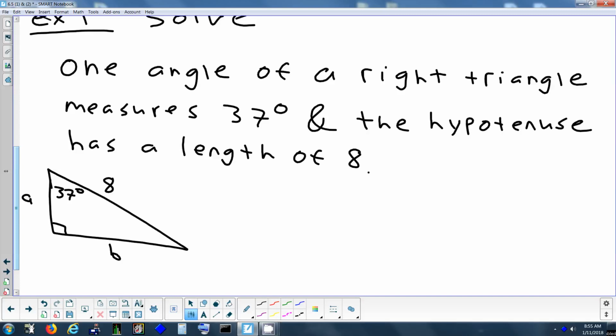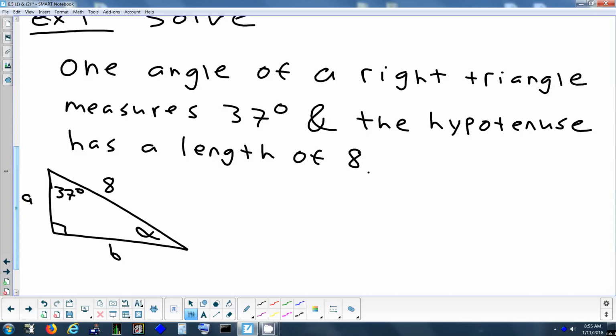And there's one angle that I need to give a name to. From yesterday, what do we name the angle that's across from A? Alpha. So the goal in this problem is to find 3 things: A, B, and alpha. Any question on the diagram?